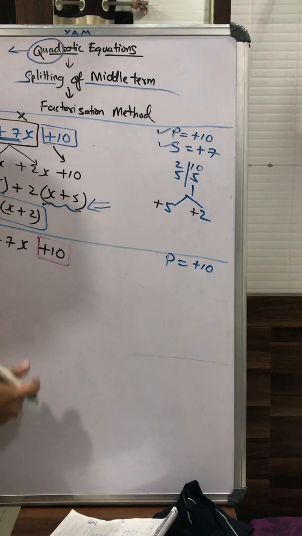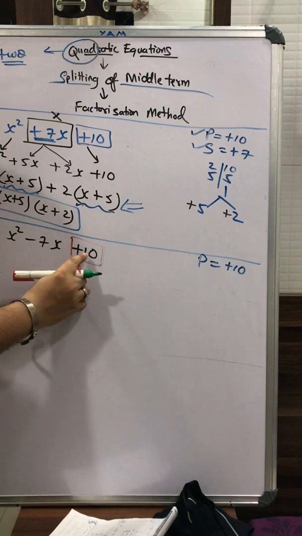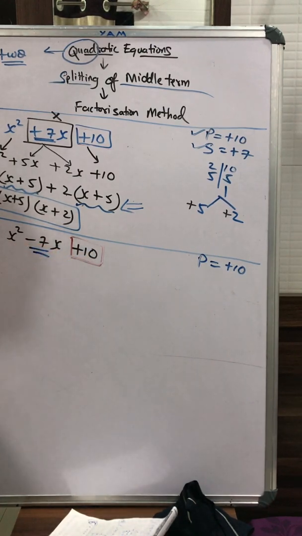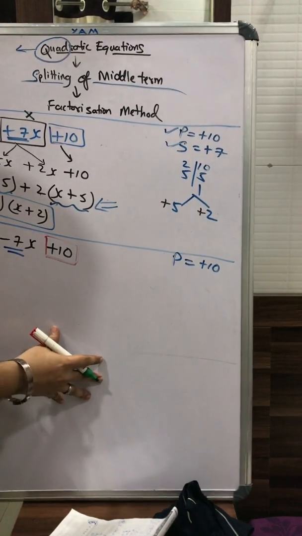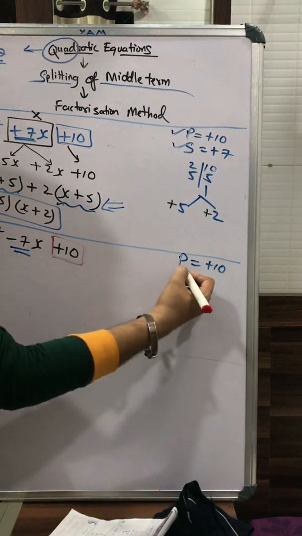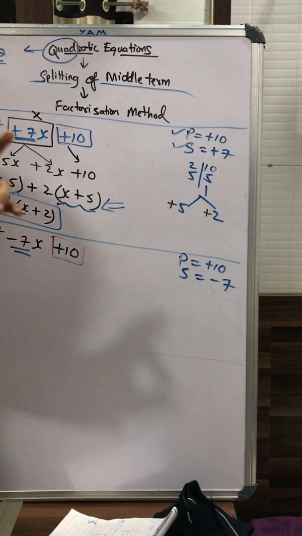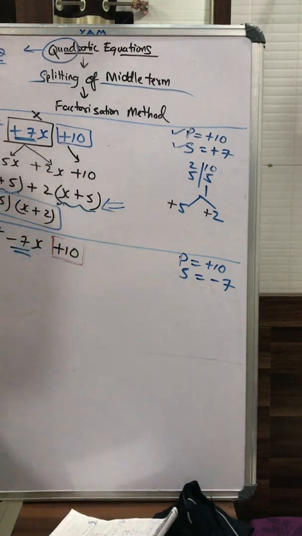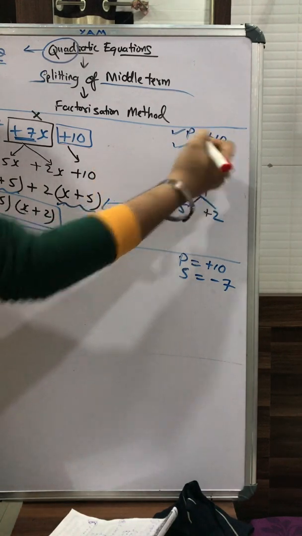Similarly, students, here I have two numbers which I multiply to get plus 10, and here I have minus 7x. So the summation should be minus 7. So the same two numbers, if I add, my summation should be minus 7. Once again, the story is I need two numbers such that if I multiply both numbers, I should get plus 10, and if I add the same two numbers, I should get minus 7. The story in the previous case was something different. In the previous case plus 7 was needed.